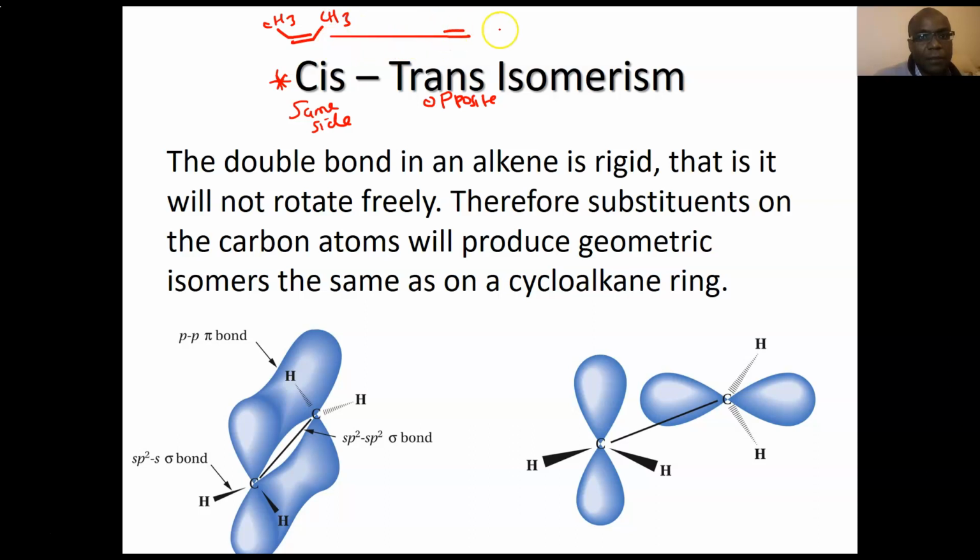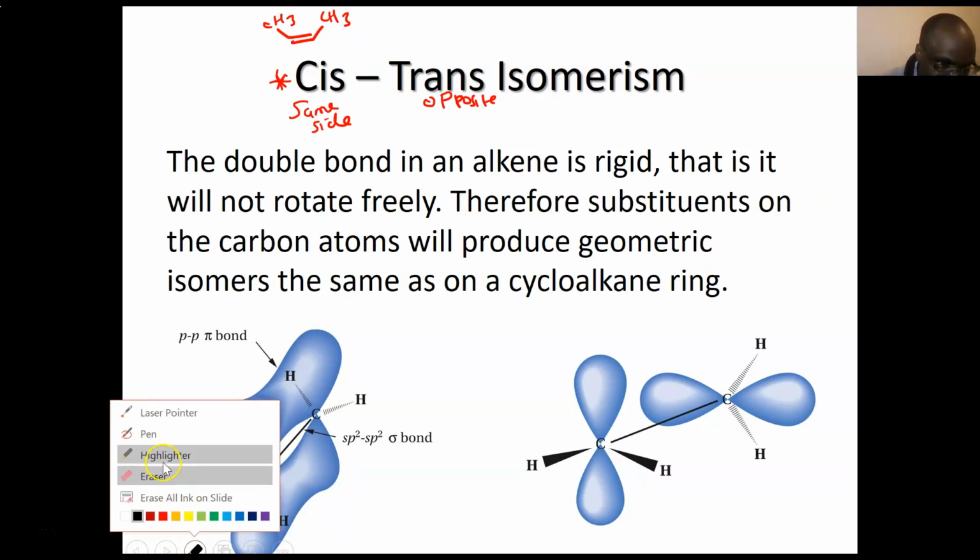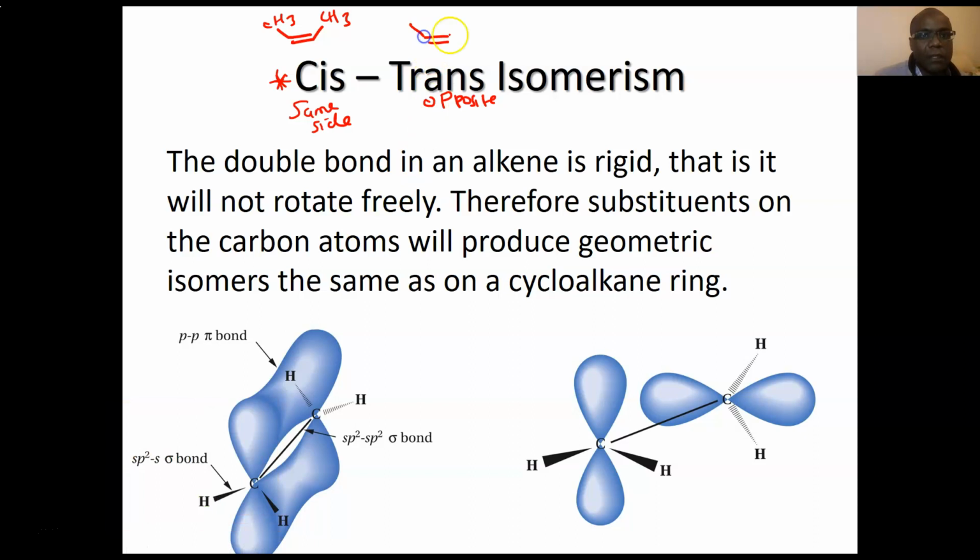But if the same methyls are opposite across the double bond, that's called trans. I think I mentioned that already in a previous chapter. So this is trans, where the CH3s are across the double bond. So alkenes do show isomerism. The problem is, if you try to rotate this, that will not happen unless you break it, which means these two are geometric isomers. We talked about that in the last class.